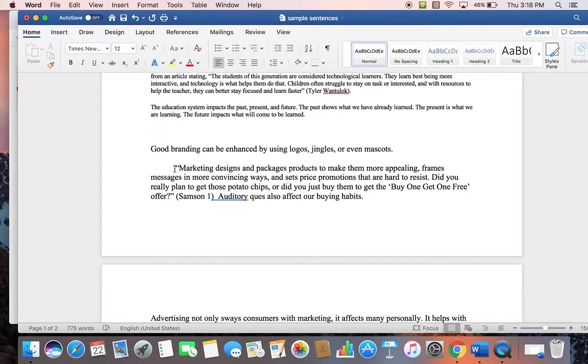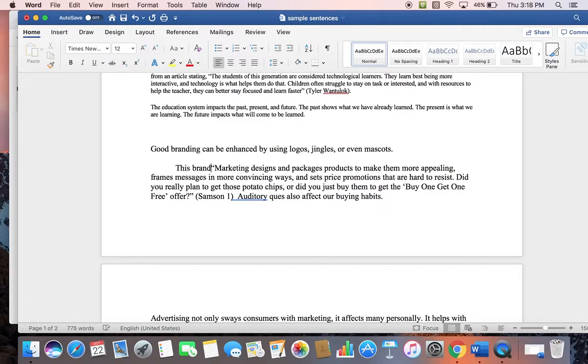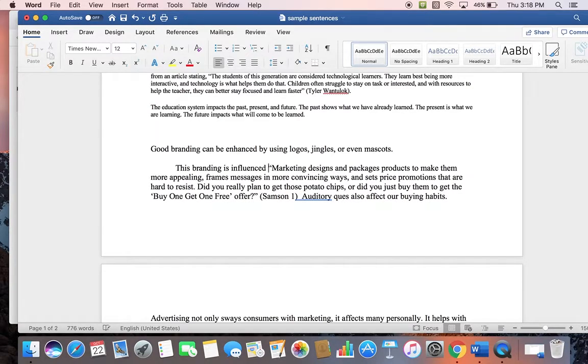So in order to do this right, you shouldn't have the quote being your topic sentence. You should have something in here that transitions into your topic, right? Like, this branding is often influenced by the extremely influential marketing departments, or something like that, right? I'm just going to type that real quickly.